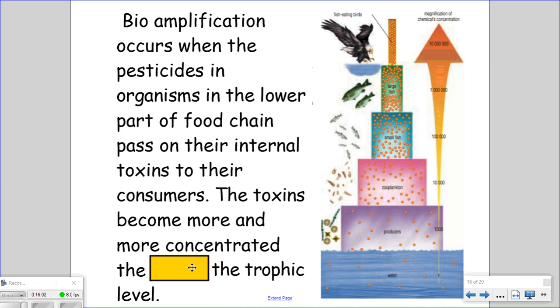The toxins become more and more concentrated the higher the trophic level. So you may have a toxin that's in a low concentration at the bottom within an ecosystem, and those get inadvertently taken up by producers and stored within them. They can't get rid of them. And then as these organisms get consumed more and more, these toxins just become more concentrated as you move up the food chain. And so by the time you get to the top, the concentration levels get pretty high, and you find pretty high levels within these organisms.